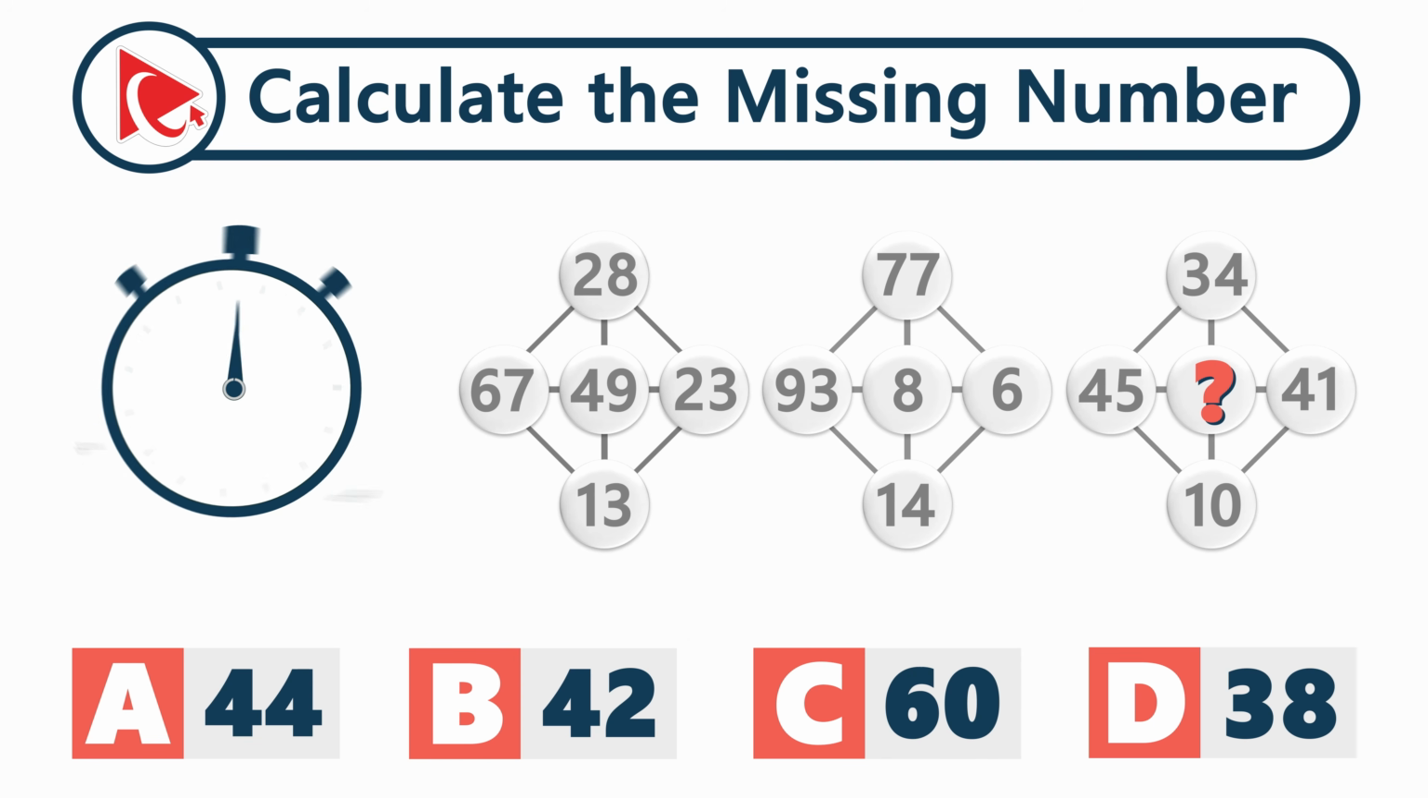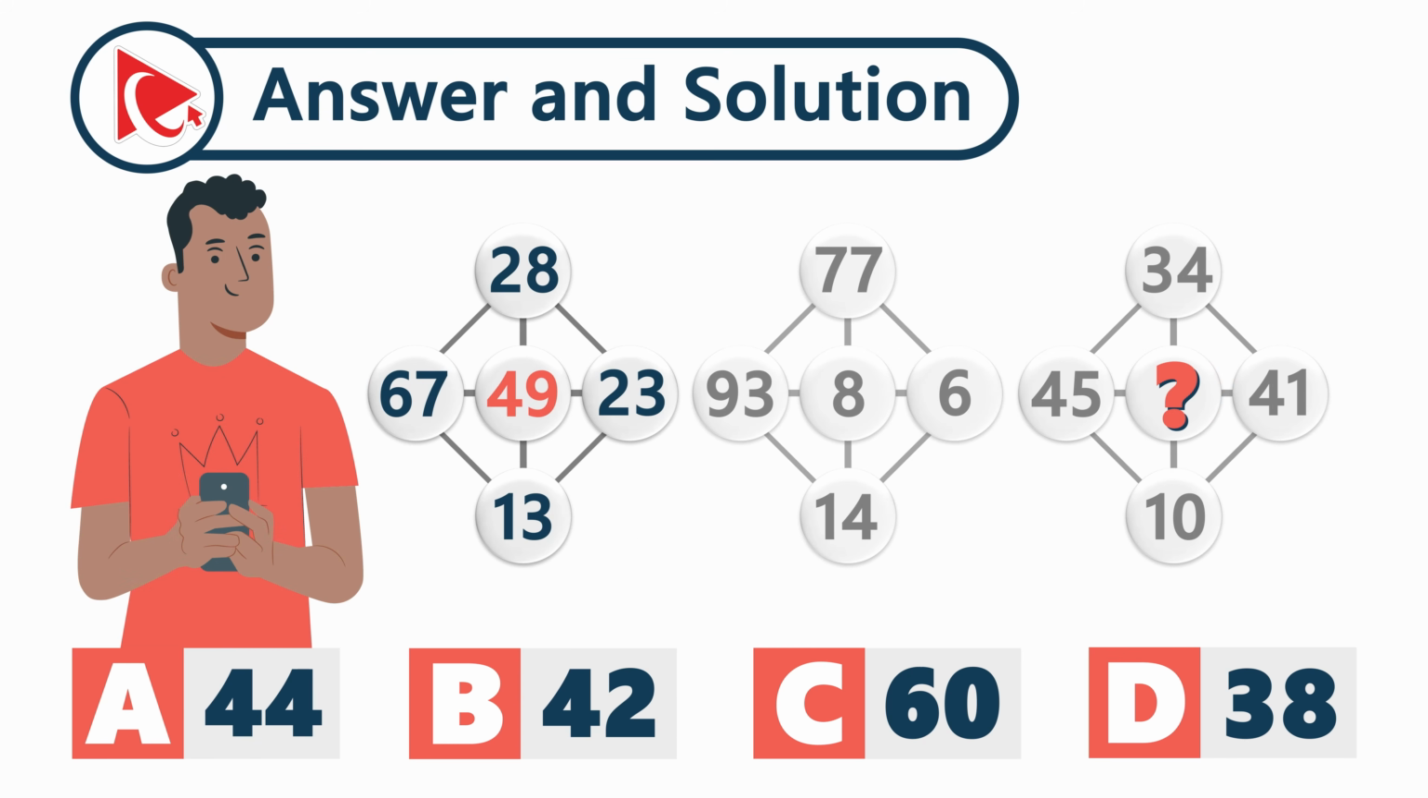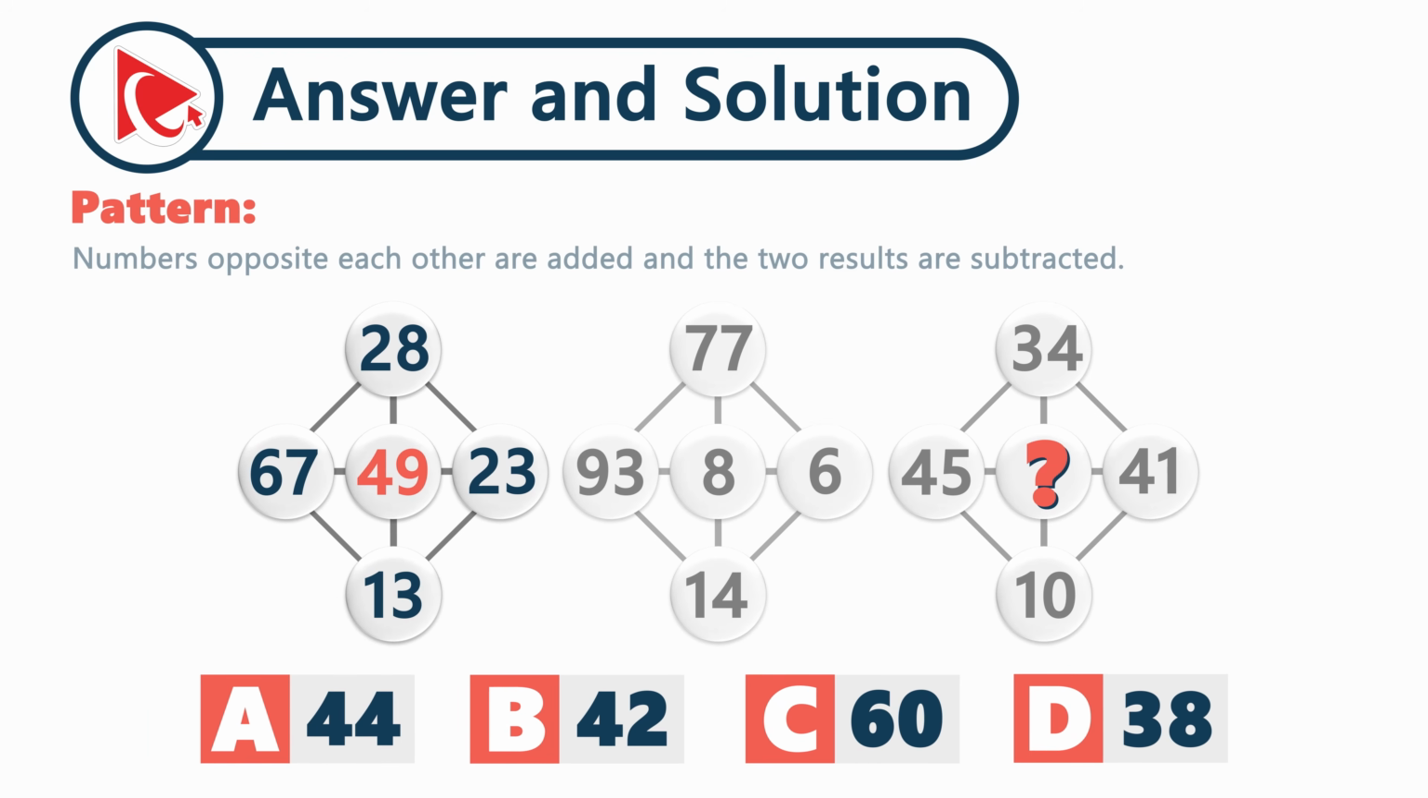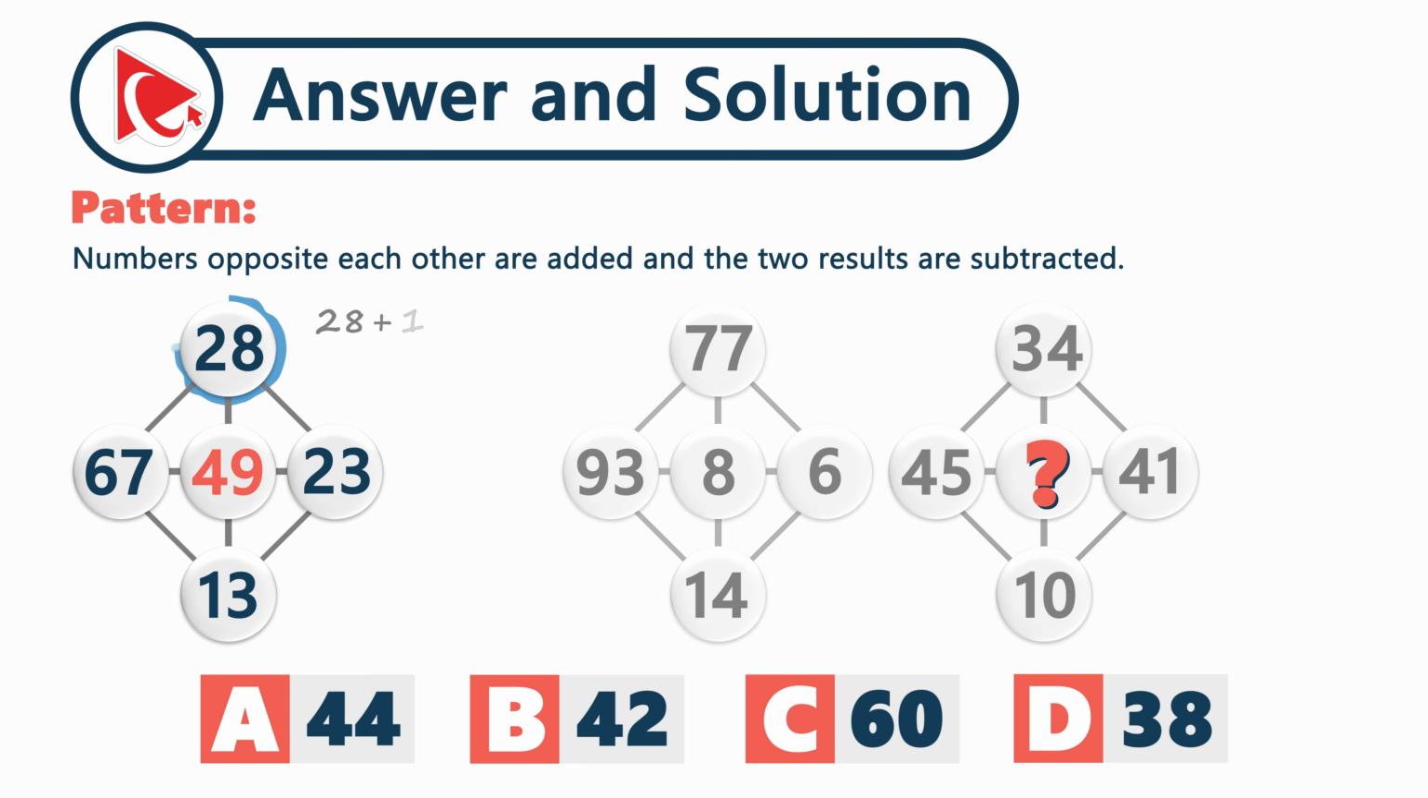Time's up. Are you ready with your answer? Remember the hint I gave you? With that hint, you could probably determine the pattern. And the pattern here is that the numbers on the opposite sides are added, and then 2 results are subtracted. Let's look at the example. 28 plus 13 equals 41, and 67 plus 23 equals 90. 90 minus 41 equals 49, and that's exactly the number in the middle.